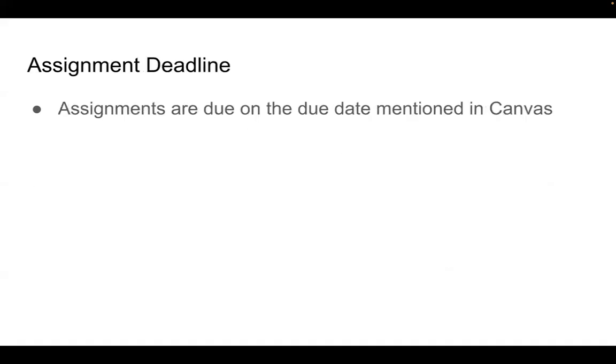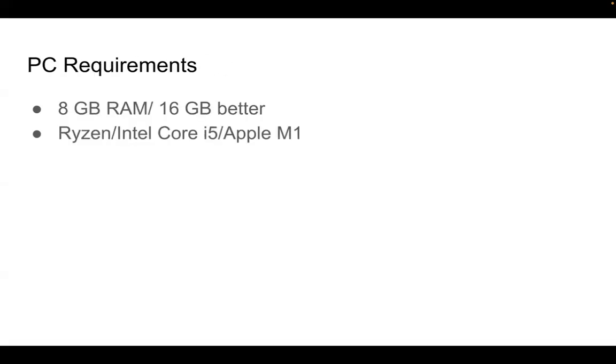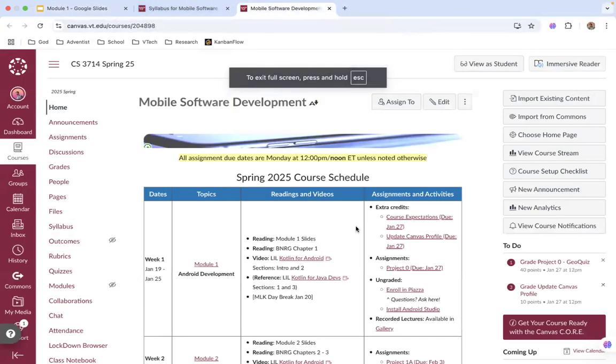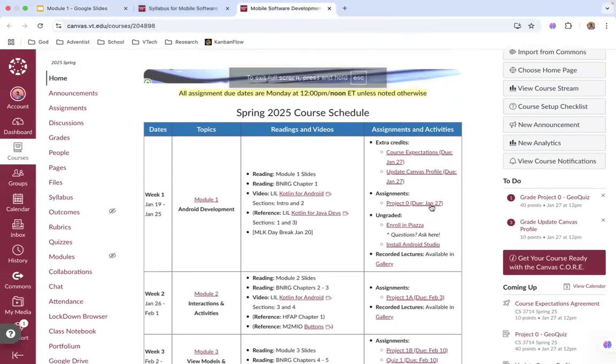So assignments are due on the due date mentioned. It's going to be noon every Monday. If you check the syllabus, it's going to be noon every Monday. So the due date is here, right? If you check here, it says January 27. Oh, and remember, there are 2 extra credits. You get 1%, 2% of your grade for doing these 2 things.